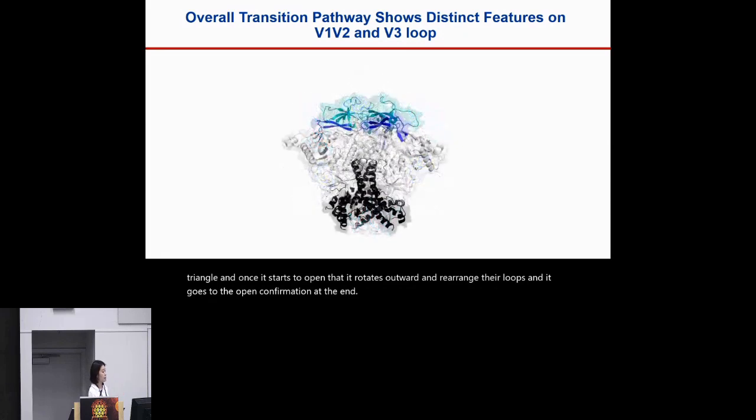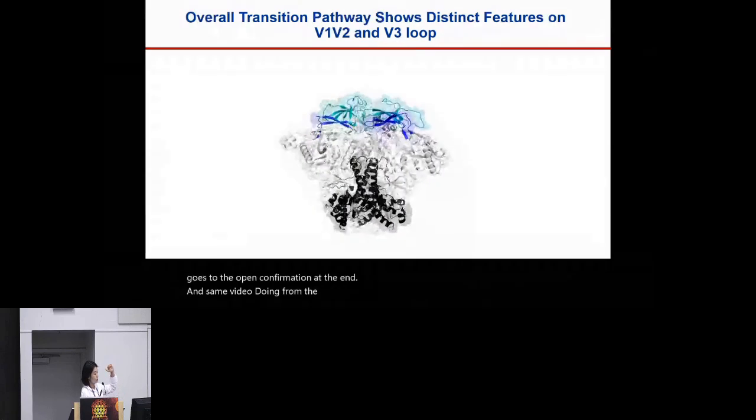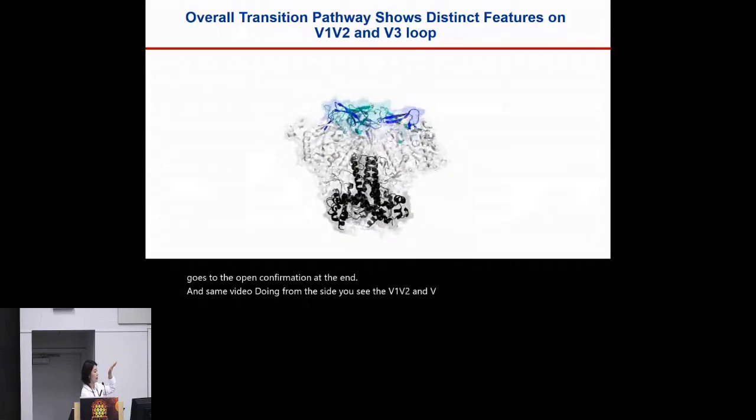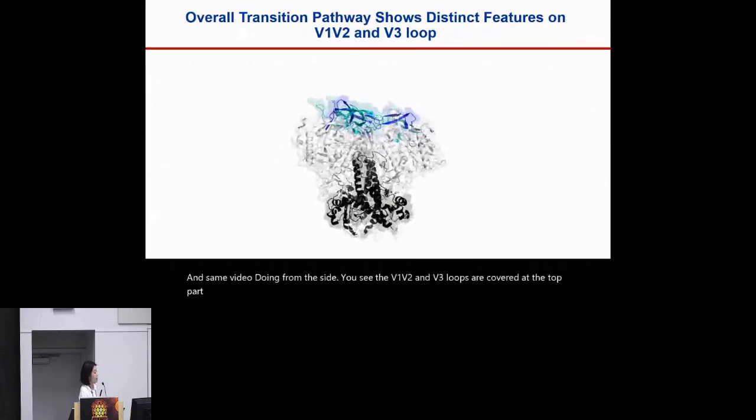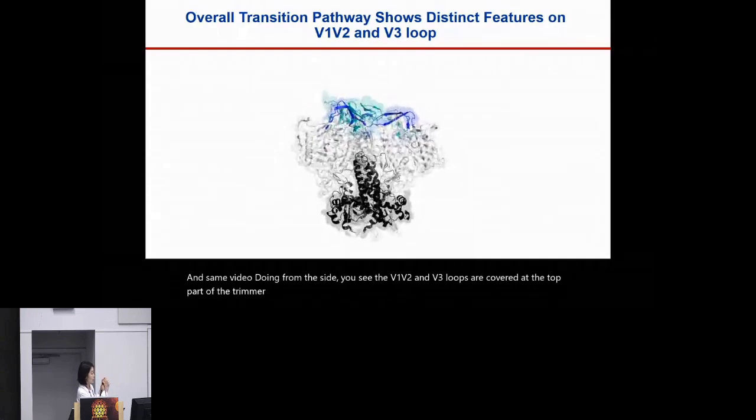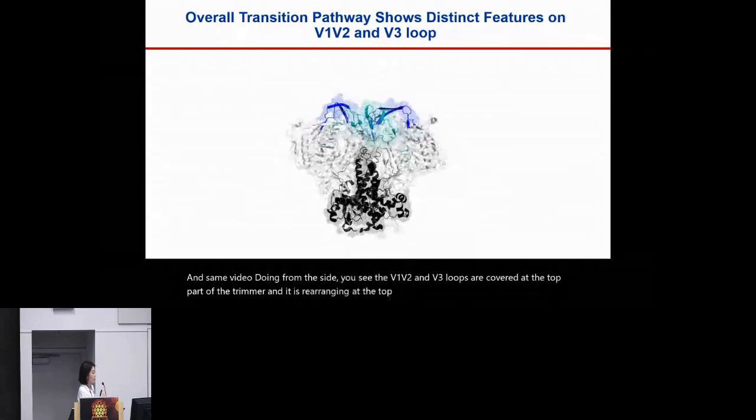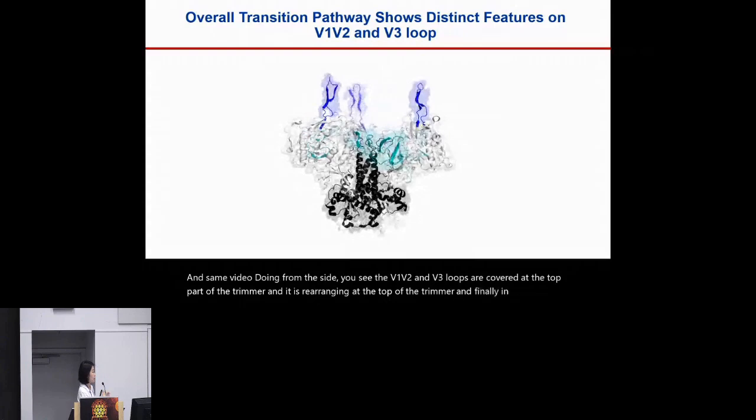In the same video viewed from the side, you see the V1, V2, and V3 loops covering the top part of the trimer, and they are rearranging at the top of the trimer, and finally in the open conformation, it is completely extended.